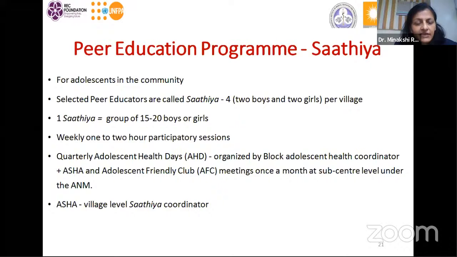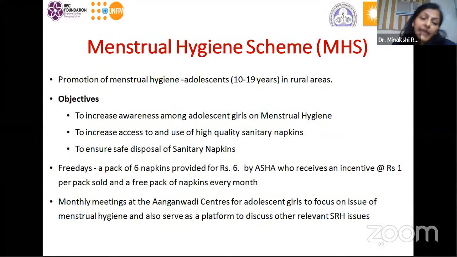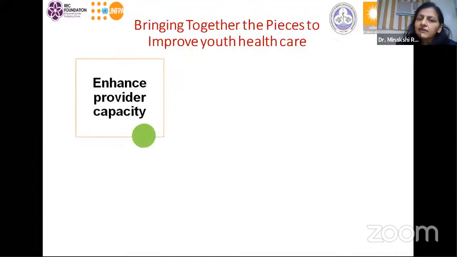This is another scheme that is going on where the aim is to provide awareness about menstrual hygiene and access to good quality napkins and to have a safe disposal of napkins. So this is also coordinated and monitored by Asha, and at the Anganwadi centers also, adolescent girls are given meetings, and they are given information about menstrual hygiene. So basically, these are the things that are already available.